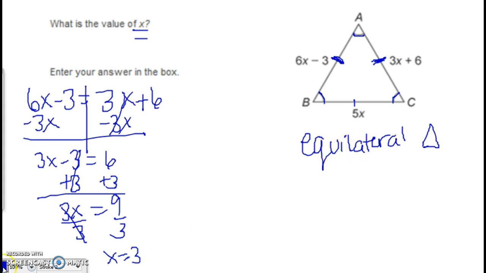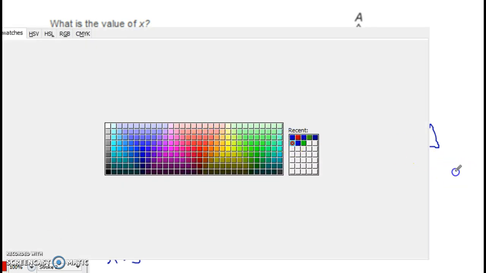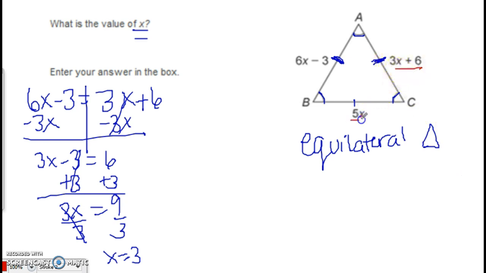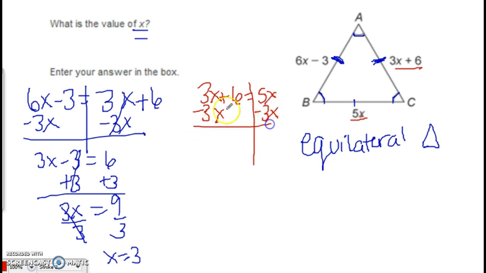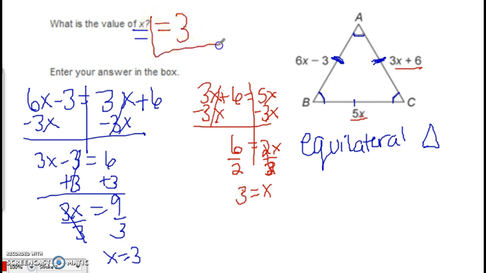I just want to show you, if you had picked 2 different sides, let's say that you had done this side equal to that side. I just want to show you that you're still going to end up, oops, that's a 2, with x equals 3. So it doesn't matter what 2 sides you pick. Just pick any 2 sides, set them equal to each other, and solve for x. So in this case, x equals 3.